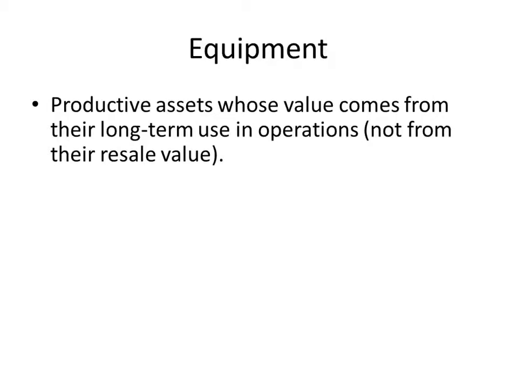So I write here not from their resale value, because sometimes you sell assets at a gain or at a loss, but that's not specifically why you have that asset. You don't buy it to sell it. If you bought something to sell it, what would it be called? Inventory, okay? So again, you want to make sure you can always distinguish between what you buy to operate and what you buy to resell, okay? You might end up selling equipment or selling a building or selling land at a gain or loss, but that's not its intended purpose. You didn't buy it just to sell it.